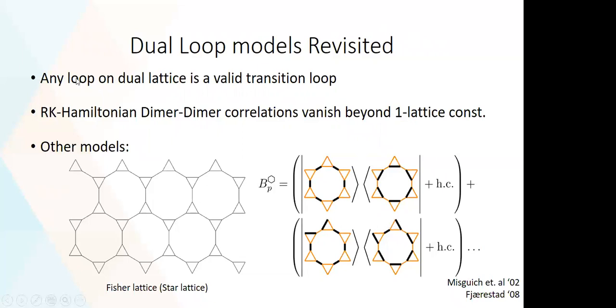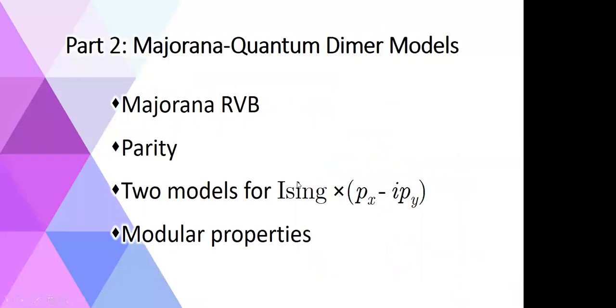And it also has this property that all the loops on the dual lattice give you a valid transition loop, and it can also be mapped. The Hamiltonian can be mapped to the Toric code on the hexagonal lattice. Okay, so to say that the Kagome, you're saying, is exactly solvable, and it can be mapped to the Toric code. On the Kagome, the dimer model can be mapped to the Toric code. Yes, the Toric code on the hexagonal lattice.